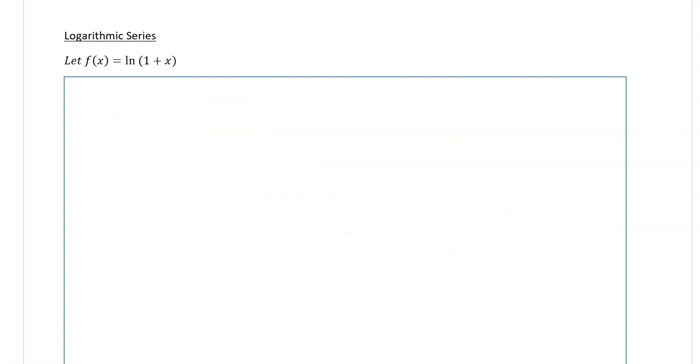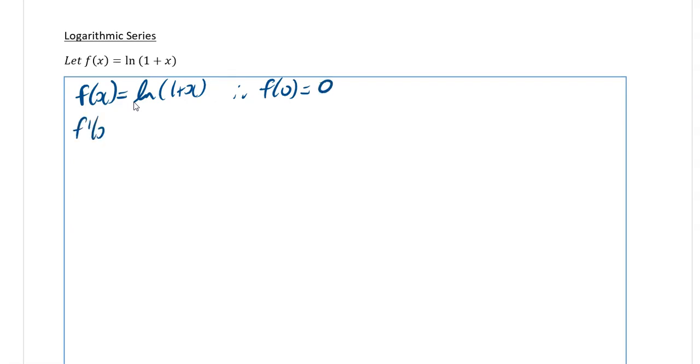In this example, we have to find a logarithmic series, so we're going to let our f of x be equal to ln of 1 plus x. Okay, so your first thing you do is you write down your f of x is equal to ln of 1 plus x. And we want to say if you put in 0, so your f of 0 is going to be equal to ln of 1. Ln of 1 is just 0.